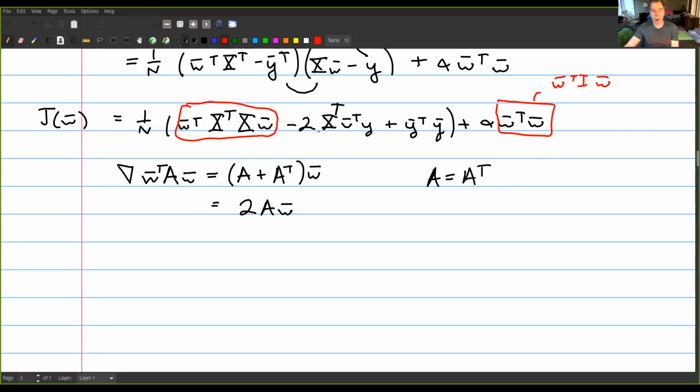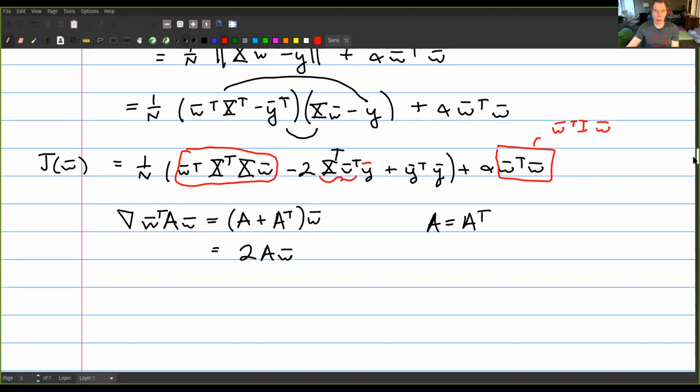The only other gradient we have to do here is this one. Should be a bar over that y there. And what can I say about that?